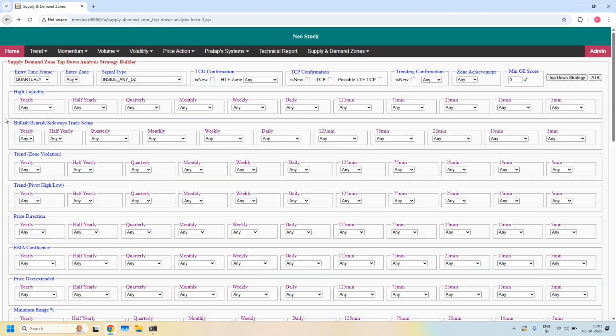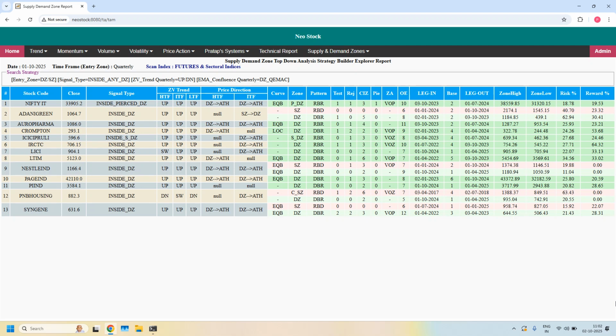We can further filter based on quarterly demand zone having quarterly EMA confluence. And also trend on the quarterly should not be sideways. It can be up or down trend. We got 13 stocks.